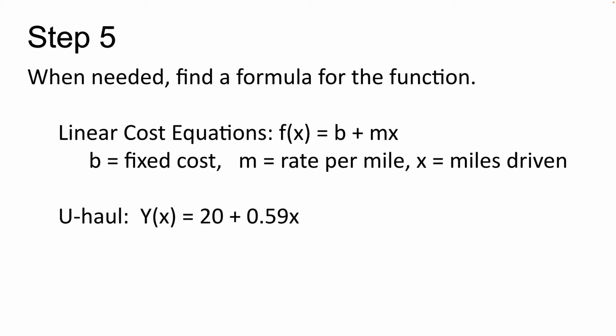So x will be left as the variable in these functions. For the U-Haul function, we should write y of x is equal to $20 plus 59 cents, or 0.59 times x, miles driven. And for the budget rental, we'll say b of x is equal to the $16 upfront cost fee plus 63 cents per mile, or x.